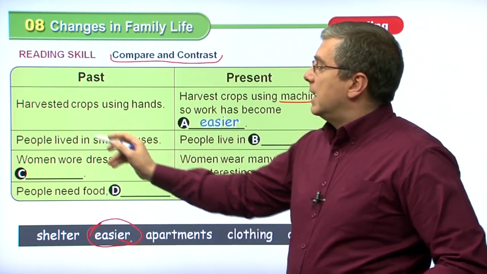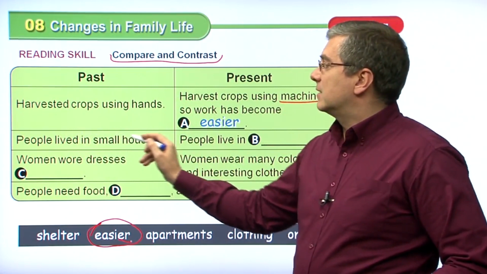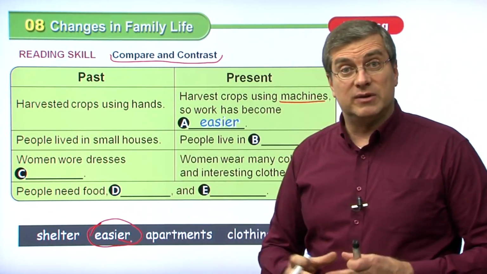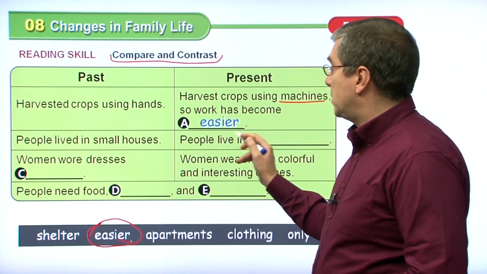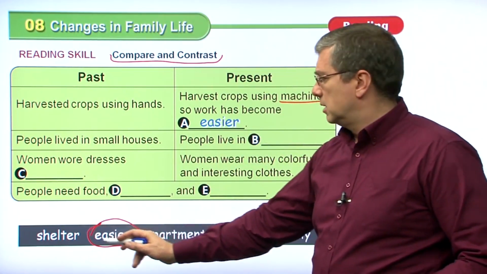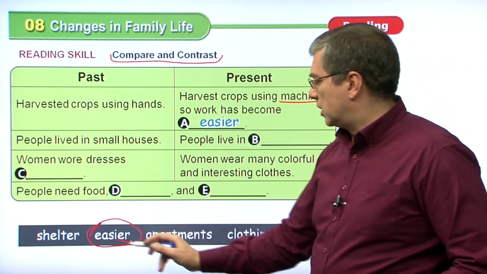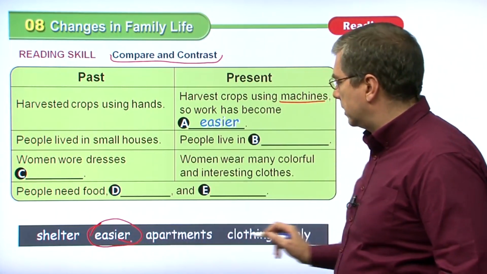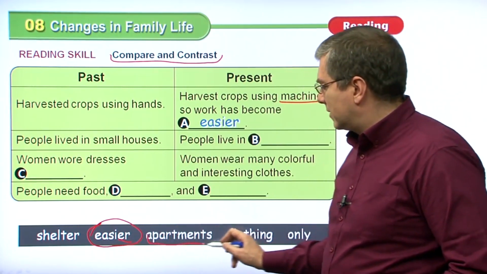Okay, let's move on. In the past, people lived in small houses. In the present, people live in blank. What do people live in now? They live in shelter? Well, small houses is also shelter. Apartments, clothing, or only? Apartments, of course, is our answer here.